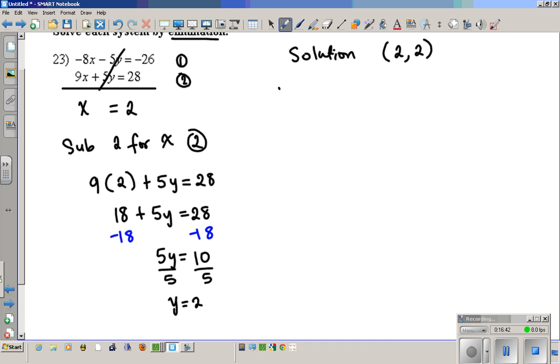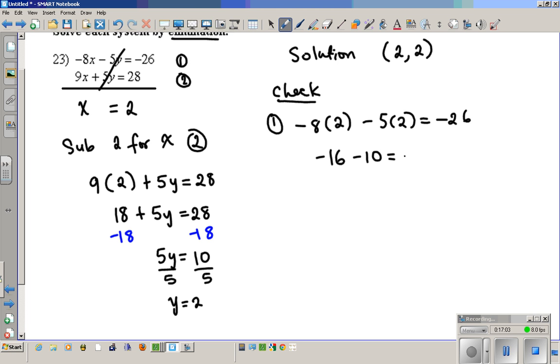Alright, so let's check. To do the check, we're going to go, is negative 8 times 2 minus 5 times 2 equal to negative 26? That's for the first one. If I work this out, this becomes negative 16. Is negative 16 minus 10 equal to negative 26? Is negative 26 equal to negative 26? Yes, so it checks out.